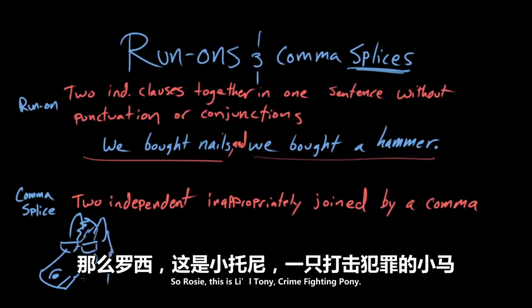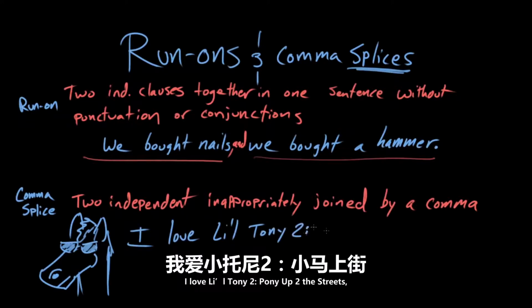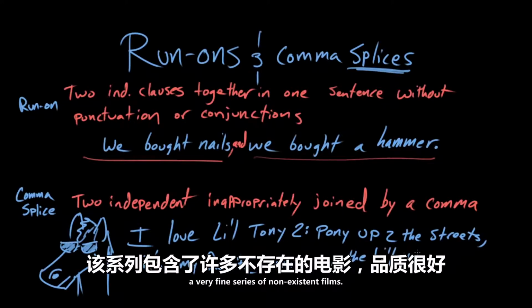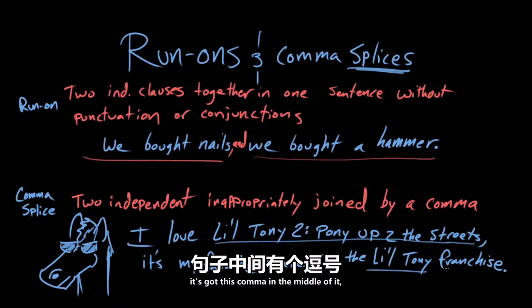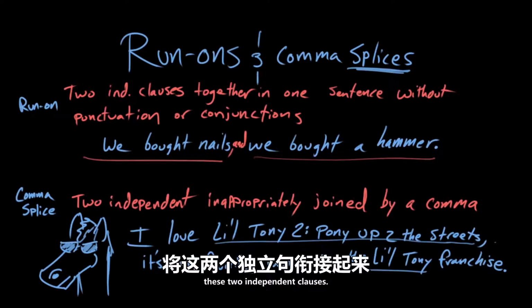So, Rosie, this is Little Tony, Crime Fighting Pony. Right. So, for example, in this sentence, I love Little Tony 2, Pony Up to the Streets, it's my favorite movie in the Little Tony franchise. Very fine series of non-existent films. The problem with this sentence is that right now it's got this comma in the middle of it. And this comma inappropriately joins these two independent clauses.